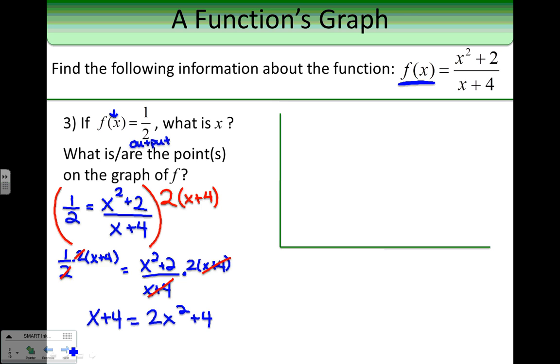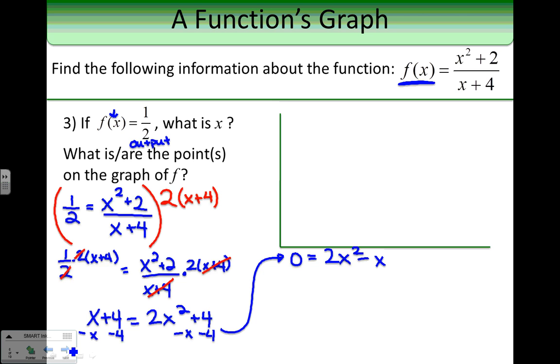Now we're left with a quadratic. Since we have a quadratic that we are trying to solve, I want to get everything over on the same side so it's equal to 0. So subtract x and subtract 4 from both sides, and I get 0 equals 2x squared minus x.